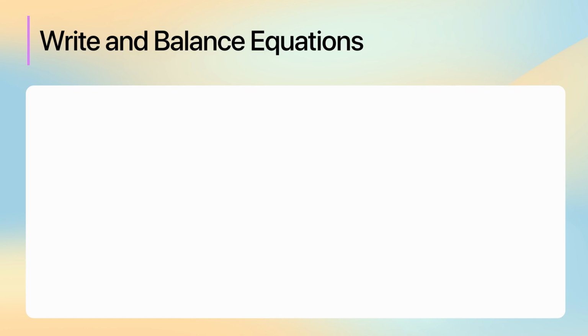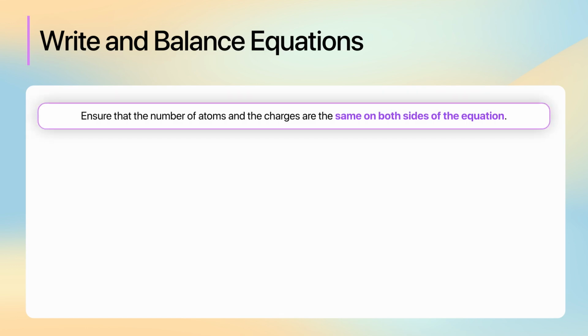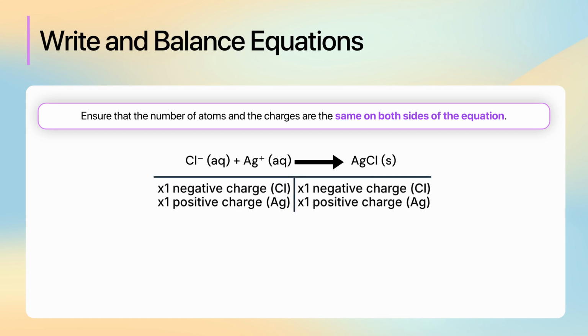To balance ionic equations, ensure that the number of atoms and the charges are the same on both sides of the equation. For our net ionic equation, the equation is already balanced in terms of both atoms and charges. You can pause the video here to see the breakdown of ions on each side of the equation.